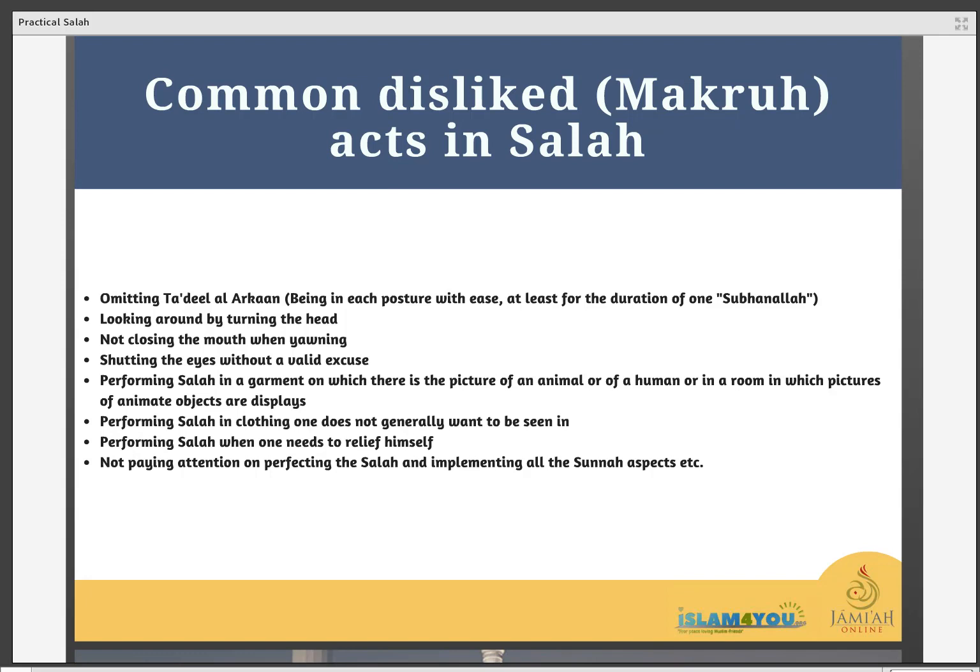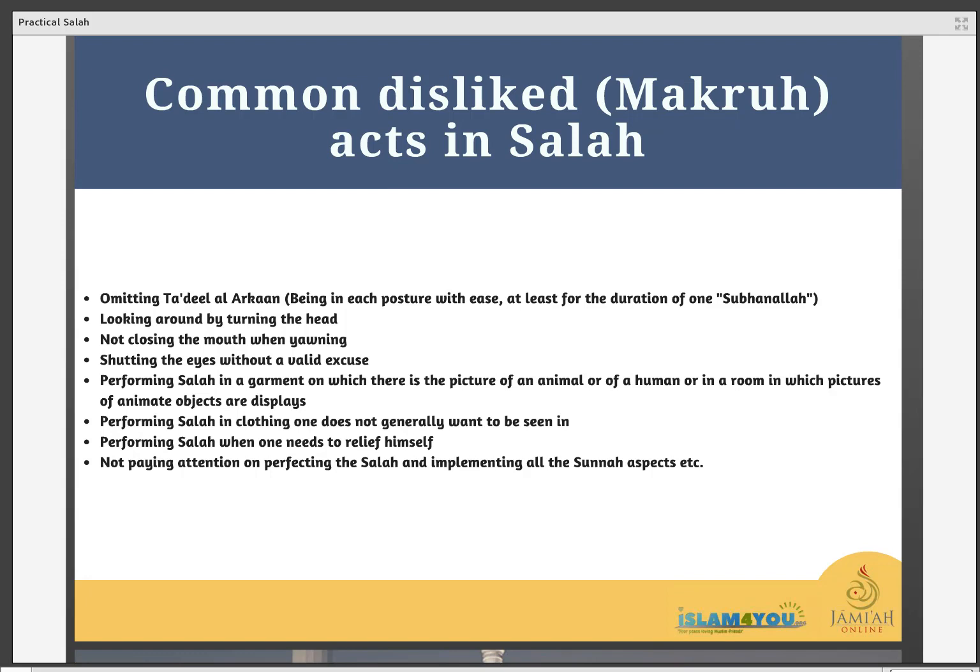And then to perform the salah with a garment in which there is a picture of an animal or a human, right? With any animate object, if that picture is either on one's clothing or in the room in which one is praying. So there shouldn't be pictures of animate objects on one's body, on one's clothing, or in the room.